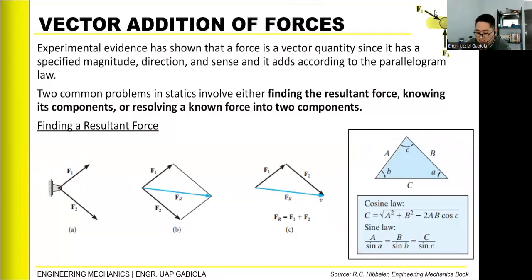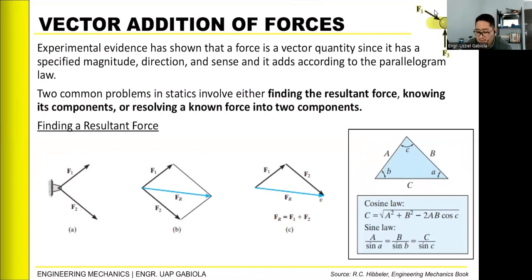So sine law means side A, this is side A, over sine A, which is its angle, equals B over sine B, equals C over sine C, no? So even if you equate A and C, pwede yan. A and B, pwede. B and C, pwede, no? So you can equate them because they are equal with each other.